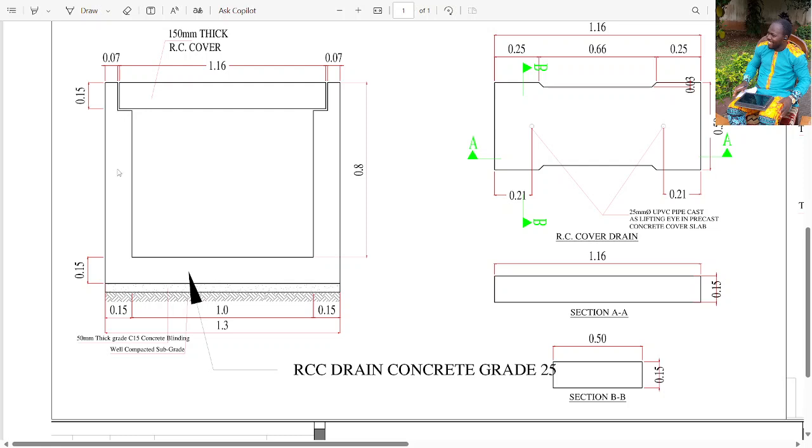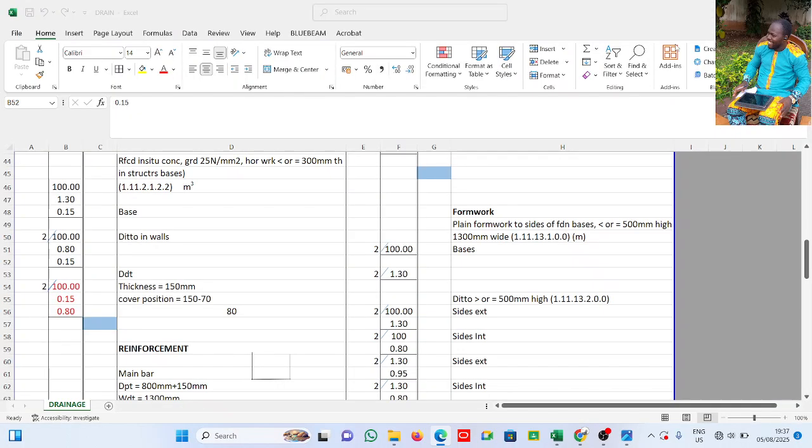Right? The wall is also 150. I think here describes it better. 150. So this is 0.07. This is whatever it is here minus 150. We get this. All right, by 2, right? Because we have two walls.